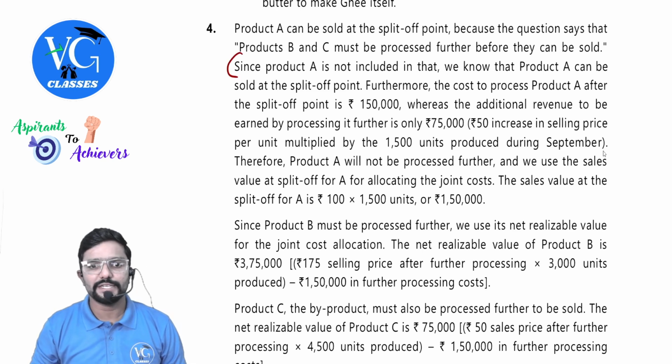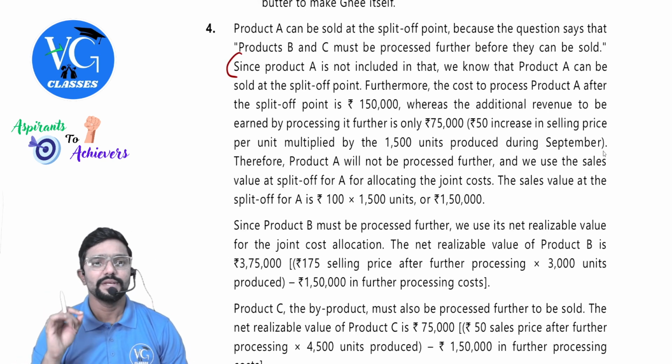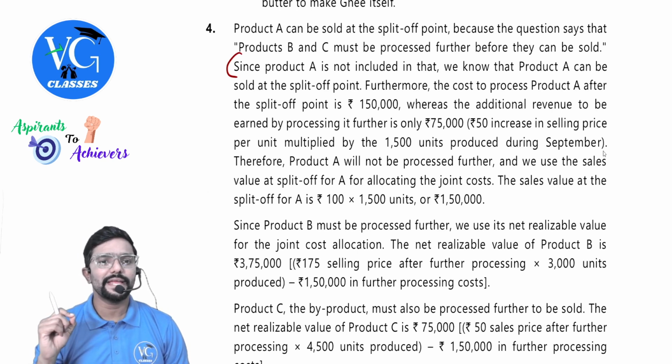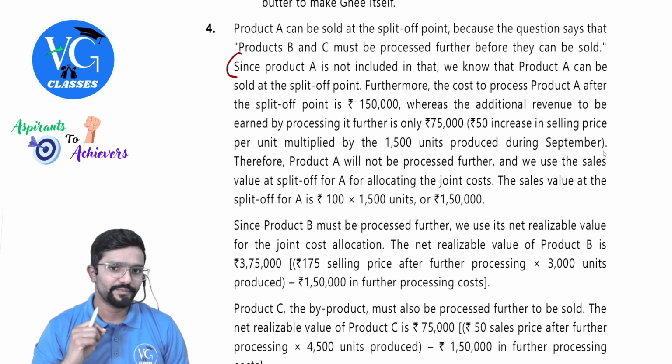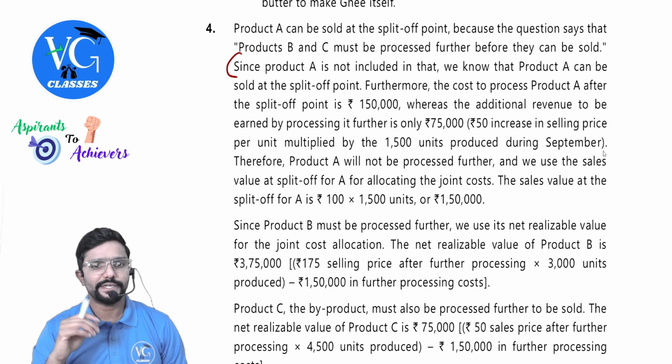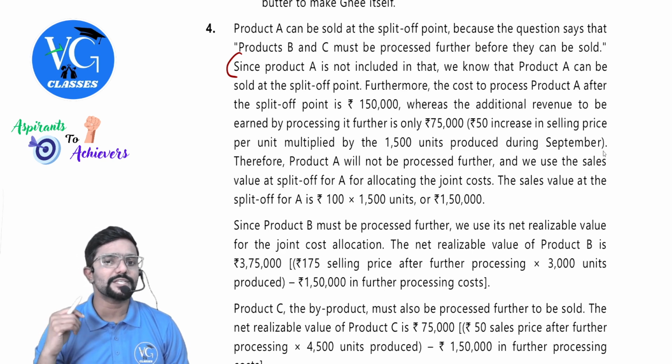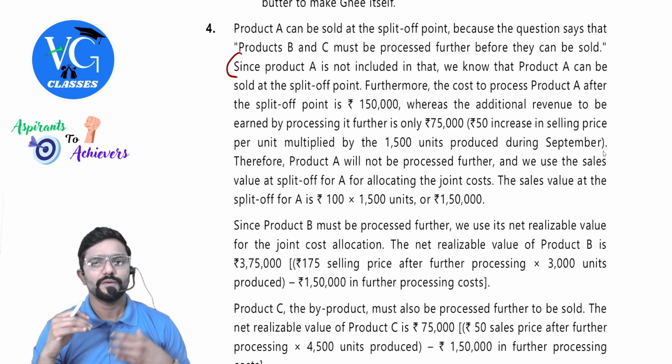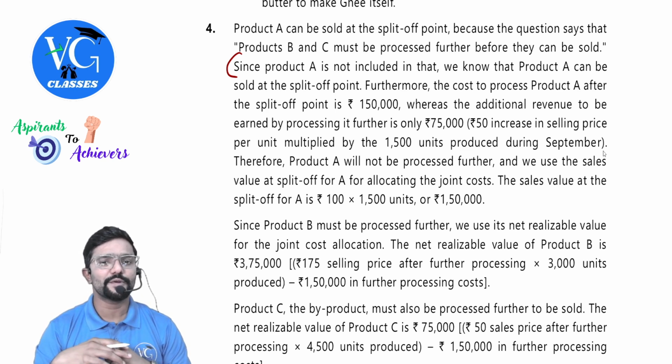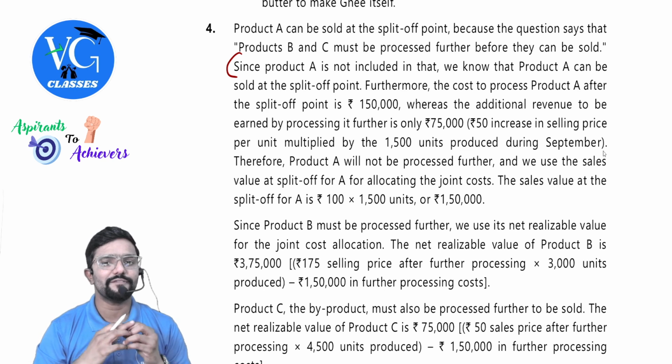It will be repetition, but it's okay because there is a continuation. Since product A is not included in that, we know that product A can be sold at the split off point. Furthermore, the reason for it. Why are we selling it at split off point? The cost to process product A after the split off is 1,50,000, whereas the additional revenue to be earned by processing it further is only 75,000.